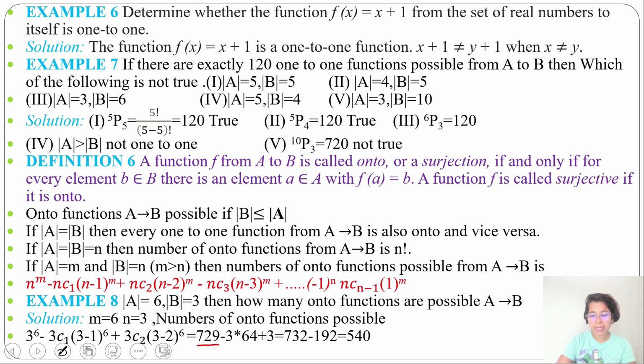729 plus 3 will be 732, minus 3 times 64, which is 192. After subtraction, we'll get 540. So the answer is 540 onto functions possible from set A to set B if A cardinality equals 6 and B cardinality equals 3.